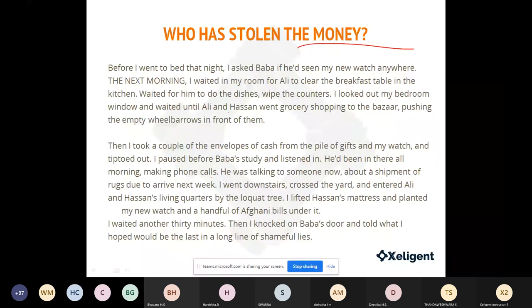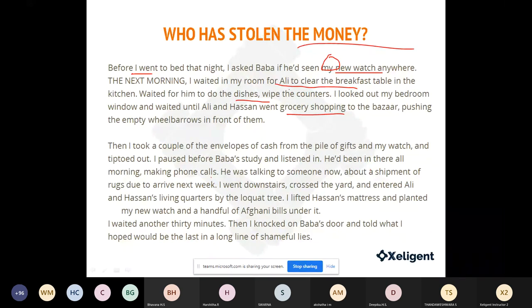So I represents the narrator. So the night before, he's asking his Baba, that is his father, whether he has seen his new watch anywhere. So his new watch, in the sense that is the narrator's new watch. The next morning, I waited in my room for Ali to clear the breakfast table in the kitchen. So Ali has some household chores, that is clearing the breakfast table and washing the dishes, and also he is going grocery shopping to the bazaar. So from this we can tell that Ali is a maid over there. Also Ali along with Hassan, they are going grocery shopping. So from this you can understand that both Ali and Hassan are the narrator's and his father's maids.